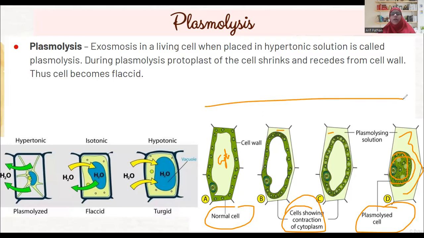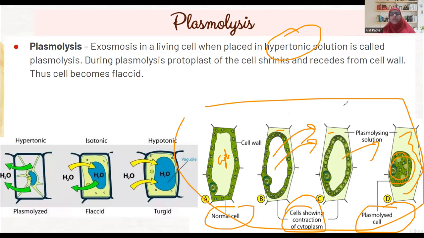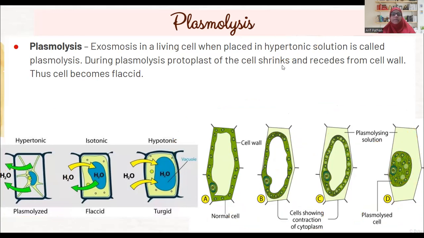When will this happen? When you place this cell in a hypertonic solution. So what is happening? Water from here is moving out, because outside in the solution, water is less. When you place it in a hypertonic solution, plasmolysis will take place. Water moving out, shrinking of the protoplasm. This key word you should be knowing: shrinking of the protoplasm is plasmolysis.